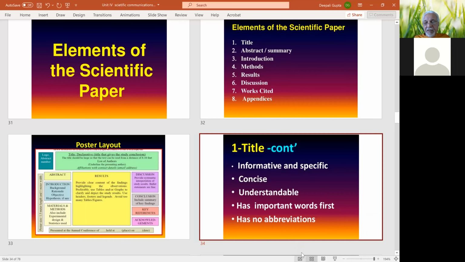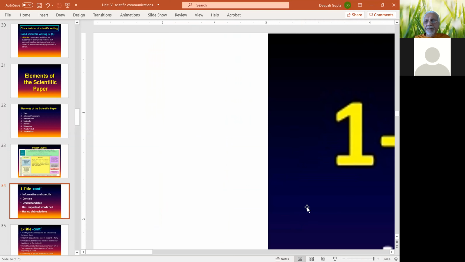Okay, so if you have followed this, I'll start looking at things. So keep this story in mind. The first thing is to look for the title of the work.